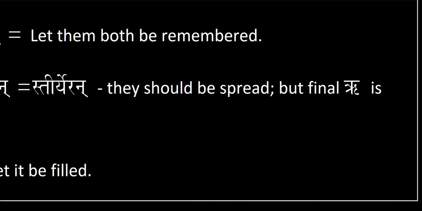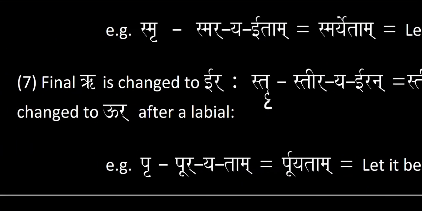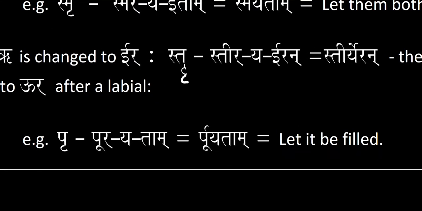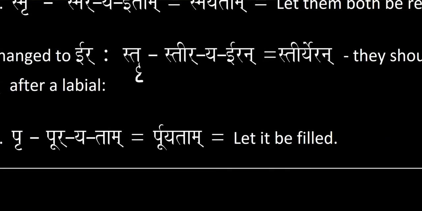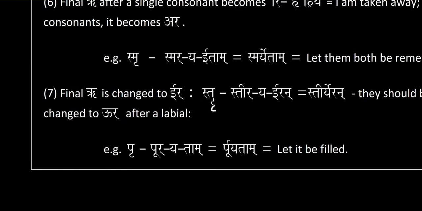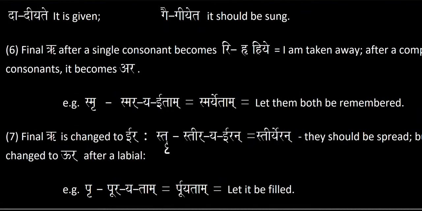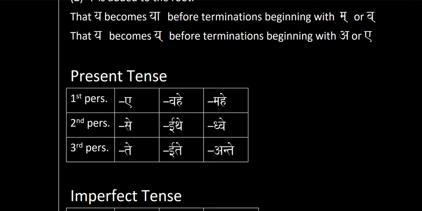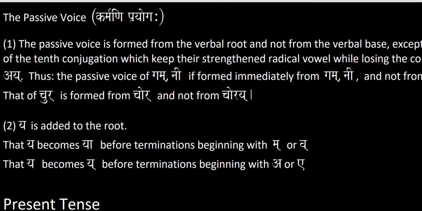This is potential. However, the final ri is changed to ur after a labial. So here we have another example. Pri becomes pur. Then you add your ya and your termination ending. So you end up with puryatam, which means let it be filled. These are all of the conditions that need to be considered when you are conjugating something in the passive voice.